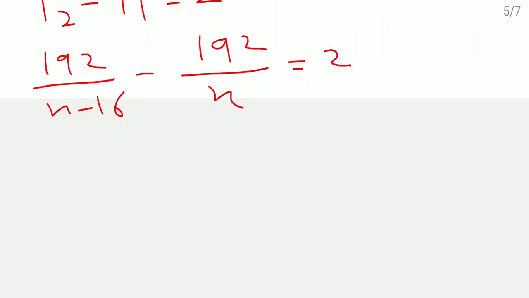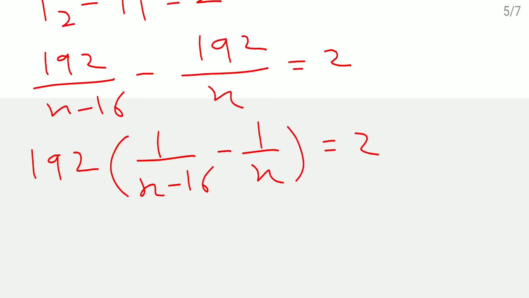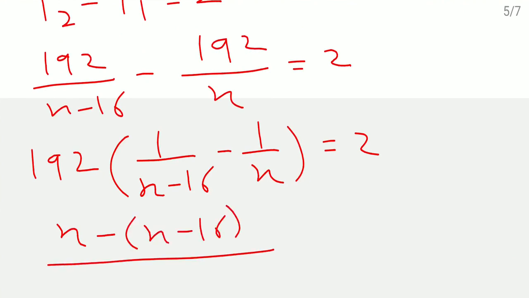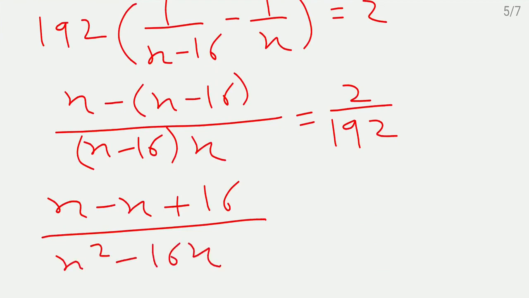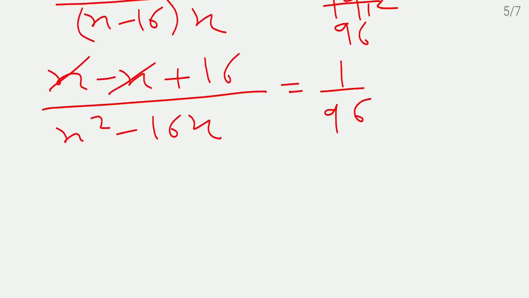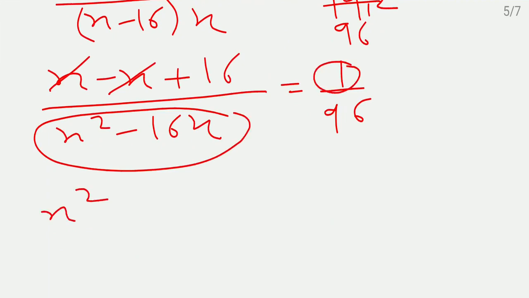Now 192 will be taken common. Here 192 is out. 1 by x minus 16 minus 1 by x, which is equal to 2. Now once again I will do the LCM. X minus 16 as the denominator. X minus 16 into x, which is equal to 2 by 192. Right? I'll open the bracket now. As I open the bracket, x minus x plus 16, and at the denominator, x square minus 16x, which is equal to 2 ones are 2, 2 nines are 18, and 2 sixes are 12, so 1 by 96. This minus x plus x got cancelled. Now, this one into 1 is nothing but x square minus 16x, which is equal to 16 into 96.